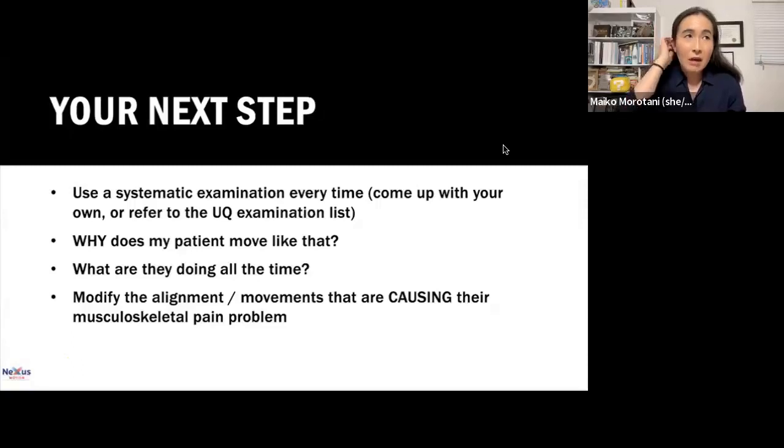And I know many of our past course participants have said that attending the movement system syndromes courses really changed my clinical practice.